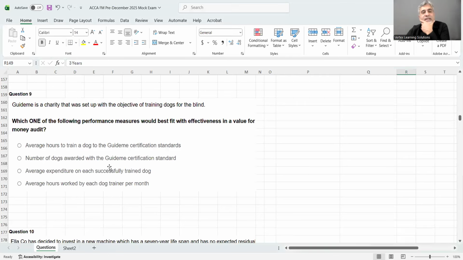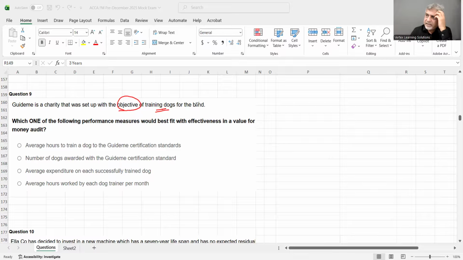Okay, question number 9. Guide Me is a charity that was set up with the objective of training dogs for the blind. Which one of the following performance measures would best fit with effectiveness in a value for money audit? So, value for money, effectiveness in the value for money audit. Remember, effectiveness is when you achieve your targets, when you achieve your objective. So, what is your objective? Your objective is training the dogs for the blind.